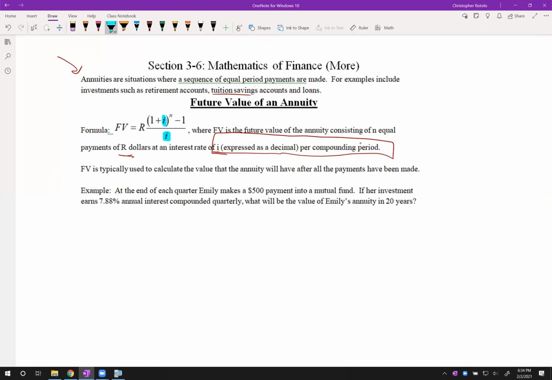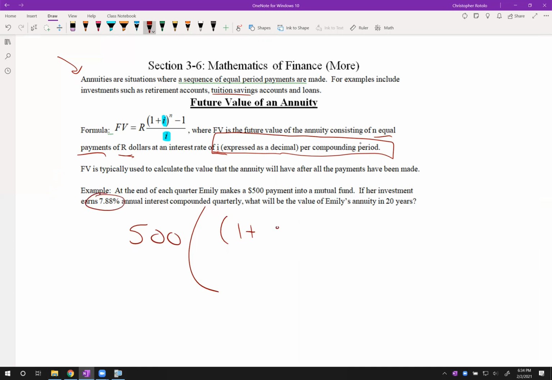All right, so at the end of each quarter, Emily makes $500 payment into a mutual fund. Okay, so $500. All right. Okay, so that's our equal payments, R. I don't know why I keep using large parentheses with these. Okay, so 1 plus. Now, into her mutual fund, investment earns 7.88.